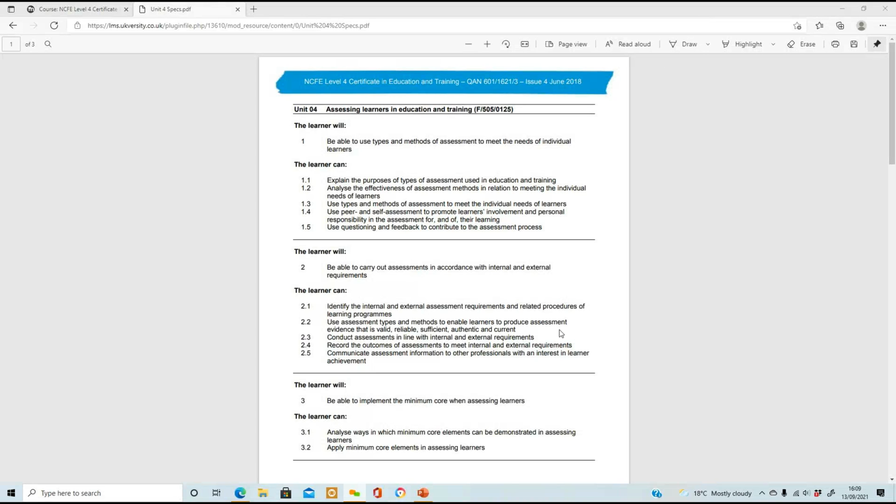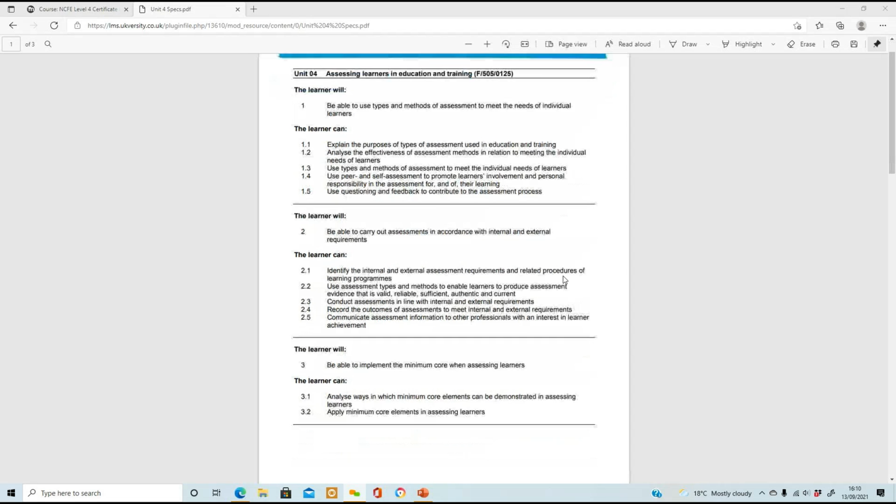So we're looking at Unit 4 for Education and Training Level 4. And this unit is all about assessing your learners. So it's assessing learners in education and training. Now, it's got 4 learning outcomes. The first one just starts off quite nice and simply. What are the different types and methods of assessment?